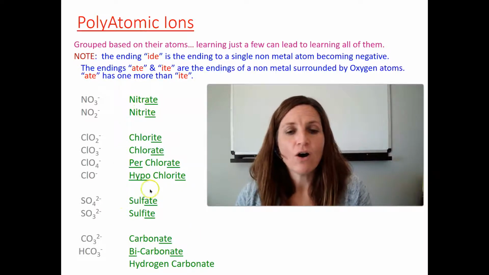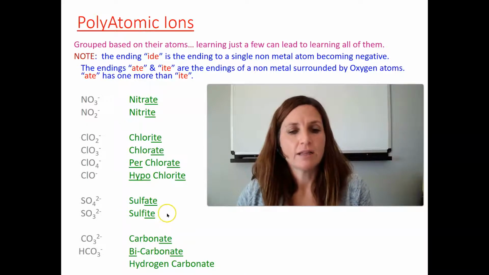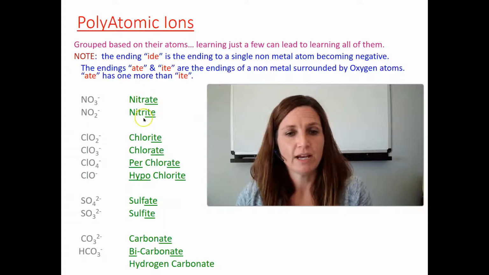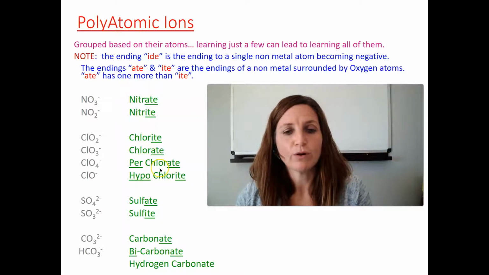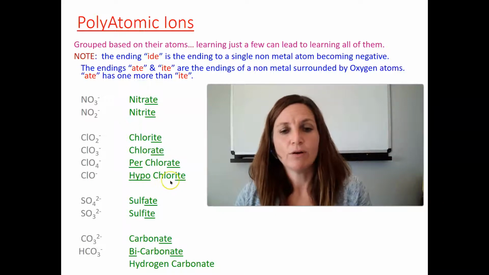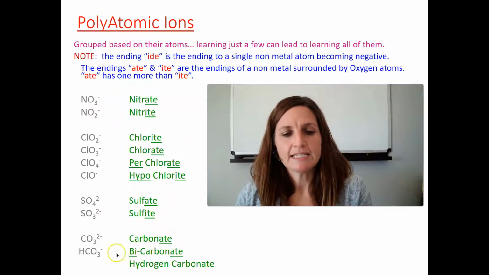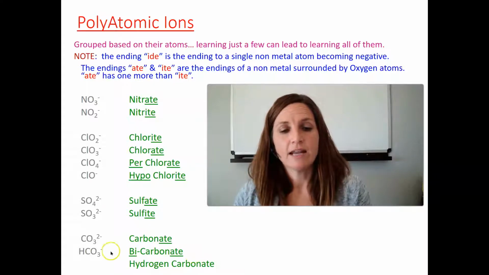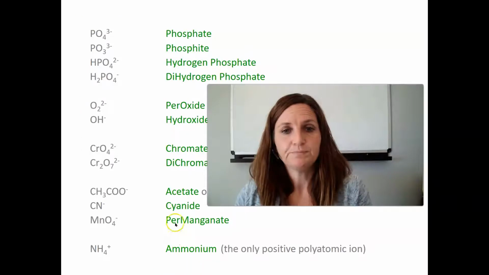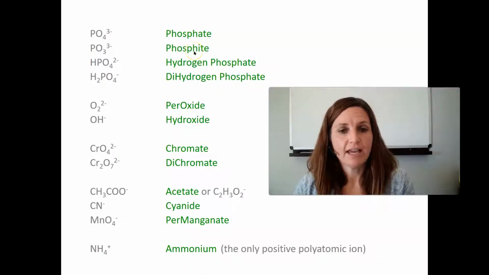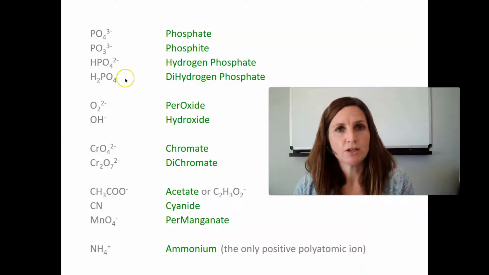So here you can see all of the lists of polyatomic ions that we had been over before. We have nitrate and nitrite. We have chlorite and chlorate, and then remember perchlorate, which is even more chlorate, and hypochlorite, which is even less chlorite. Sulfate and sulfite, carbonate. Hydrogen carbonate is sometimes called bicarbonate, which is another terminology that's used for it. Phosphate and phosphite, hydrogen phosphate, dihydrogen phosphate. Remember, each brings the charge closer and closer to neutral with every hydrogen that's added.